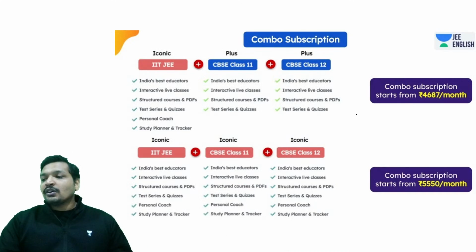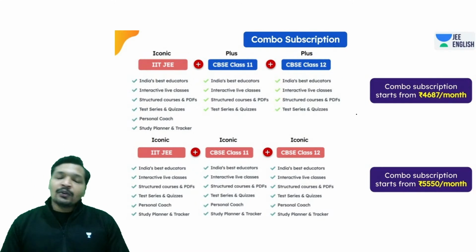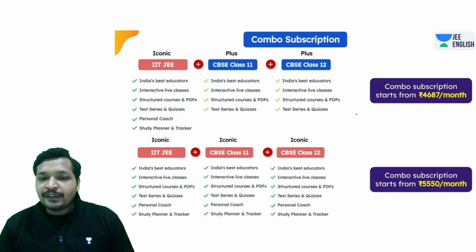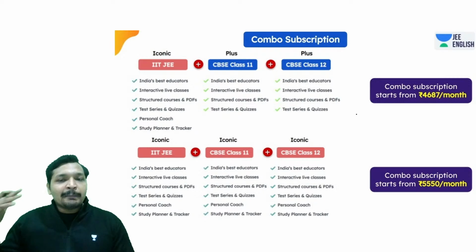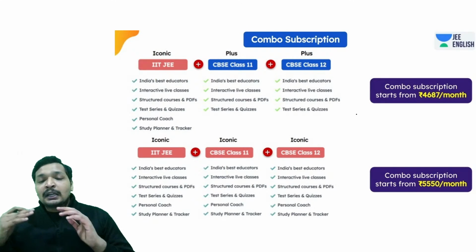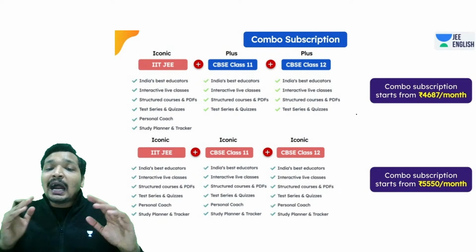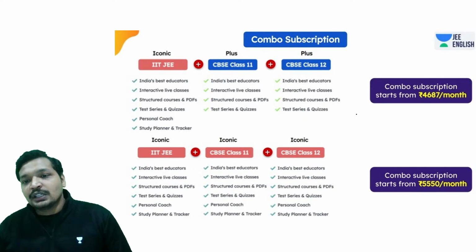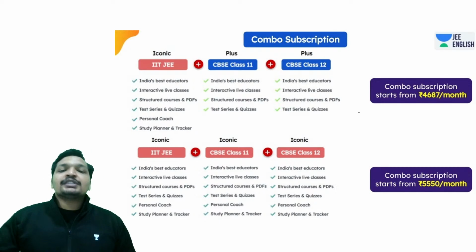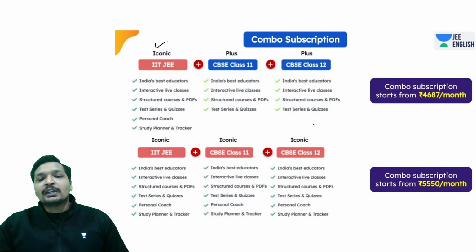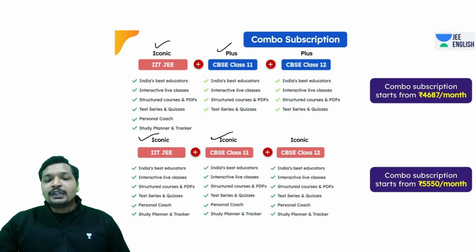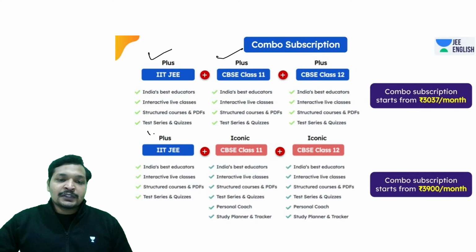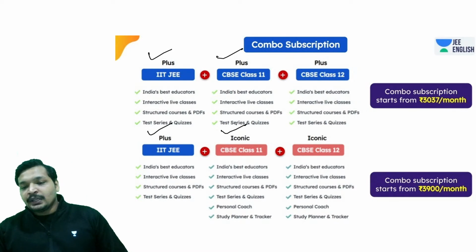And you can also apply this on the combo subscription. We have recently introduced something known as the combo subscription. So what is this combo subscription? A combo subscription is nothing but a very economical complete package for your JEE Mains and CBSE board preparation, where you can attend the classes from anywhere with the best educators across the nation. And we do also have different combinations of this combo subscription. This includes the Iconic plus combination, the full Iconic combination, and also the Plus and Plus combination. So Plus of IIT JEE and Plus of CBSE, and the Plus and Iconic combination.